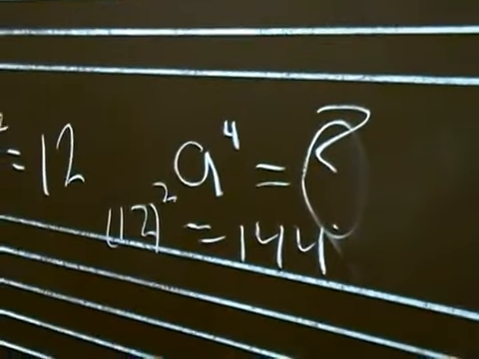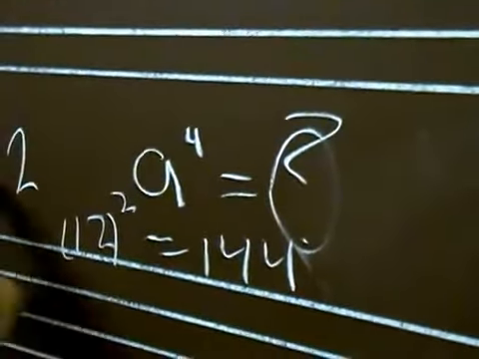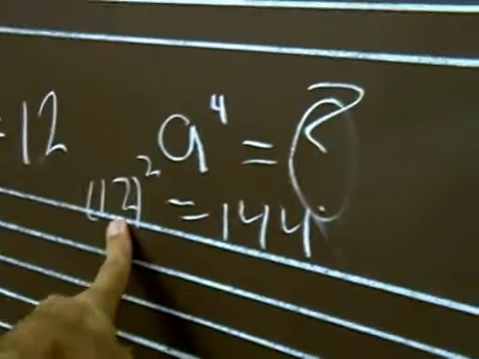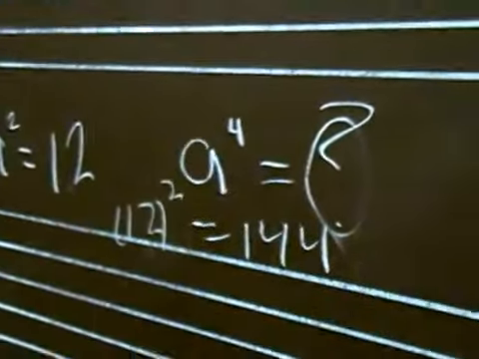in your mind. Okay. Now, it was given that a squared is 12, so then you just squared the 12. Squared it, yeah. That was brilliant.